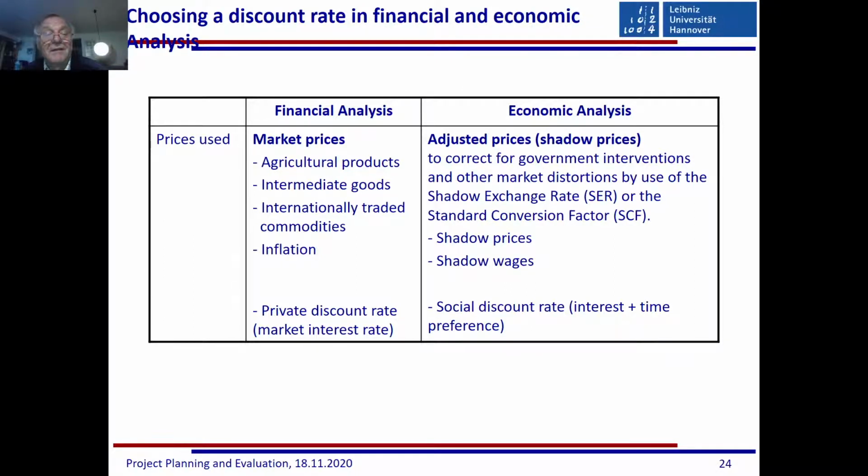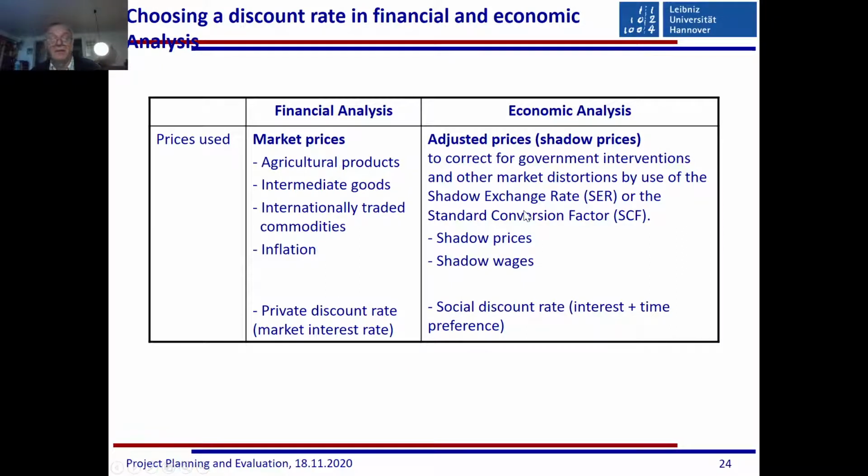And then, if we accept the market prices for agricultural products, for intermediate goods, for internationally traded goods, and then we consider also the inflation in here. And then what we have, and this is the conclusion, we would choose a private discount rate, a market interest rate. That should be the private discount rate.